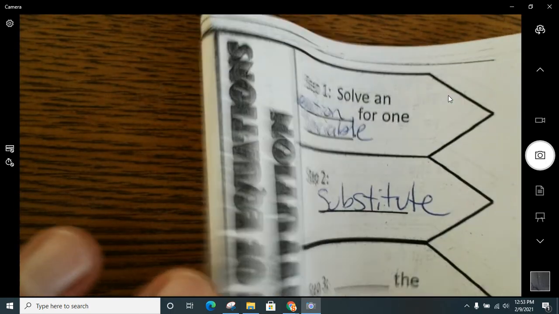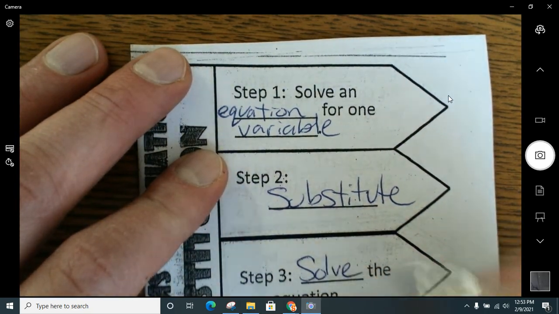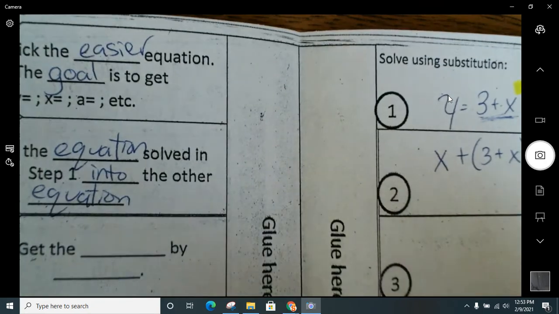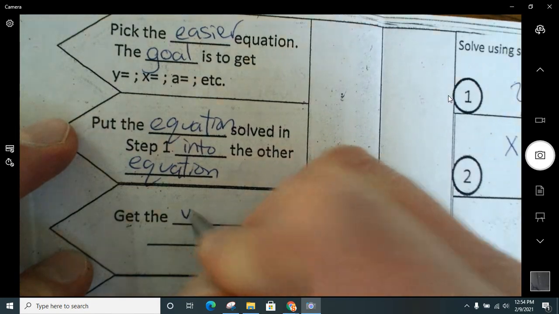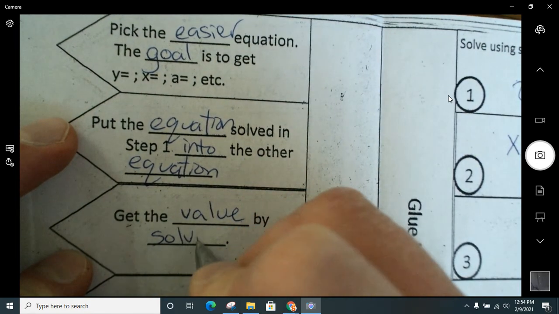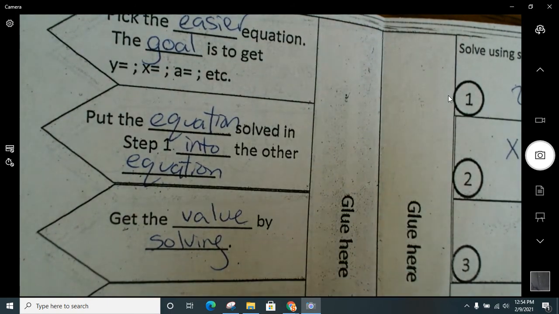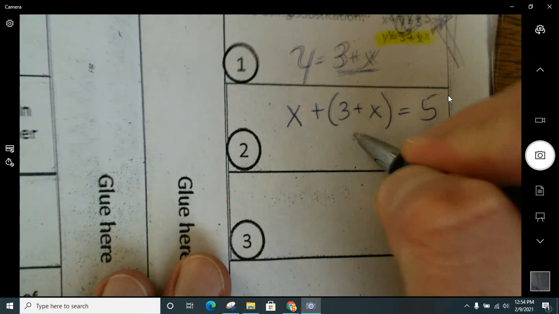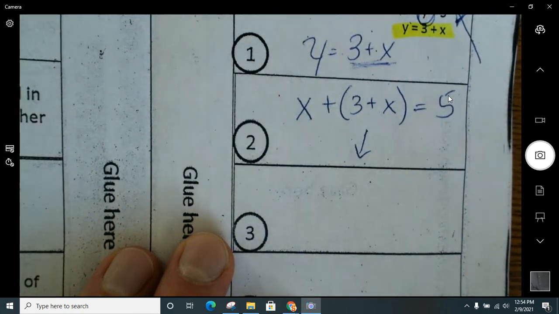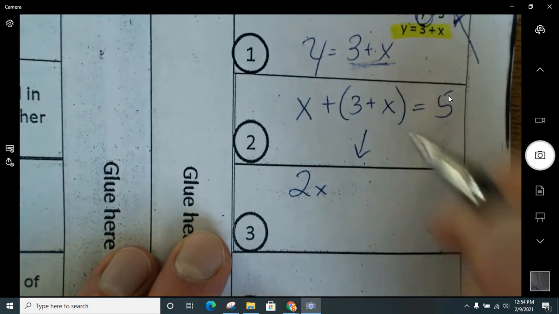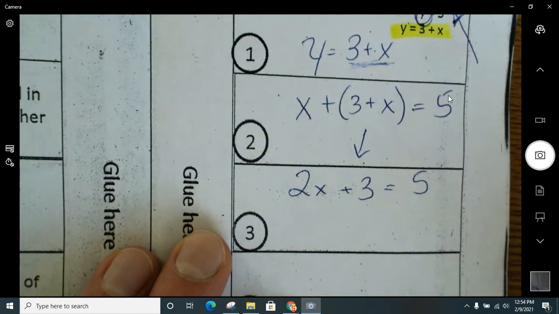All right, in step three, we are going to go ahead and solve the equation. Get the value by solving. So going forward, we're going to solve this equation in our next box. Hopefully we can simplify and see how many x's we have here and combine our like terms. And we see we have 2 x's. We have that plus 3, nothing to combine with yet. And now we're going to try to solve for our x here.